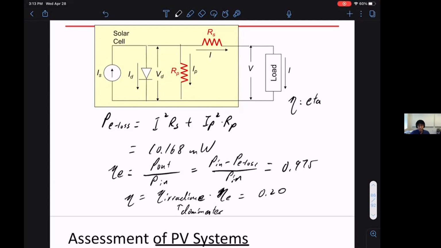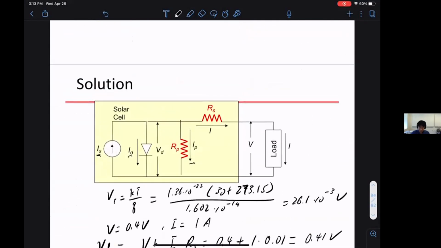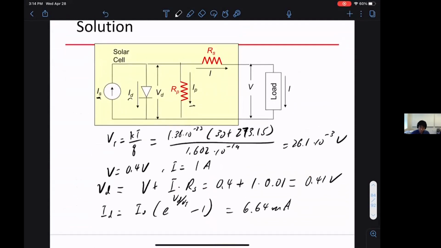Yeah, I had a question. Yeah, go ahead. Could you explain how you found VD once again? Oh, okay. So, where's VD? Right. So we know V, right? So we know VD minus V over RS equals the current. Right. So then we know the current, we know V, we know RS. So we just got VD that way. Okay, got it. Thank you.